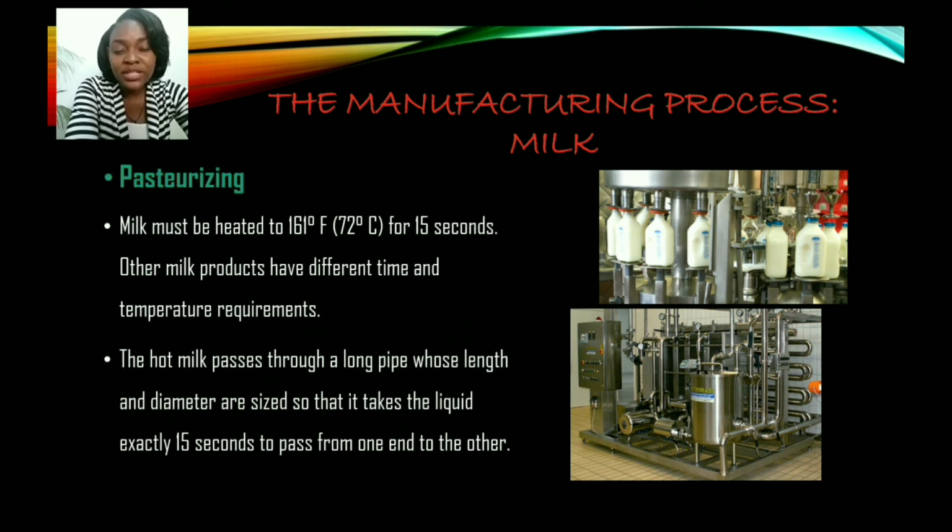Now, milk must be heated to 161 degrees Fahrenheit or 72 degrees Celsius for 15 seconds. Other milk products have different time and temperature requirements. The hot milk passes through a long pipe whose length and diameter are sized so that it takes the liquid exactly 15 seconds to pass from one end to the other.